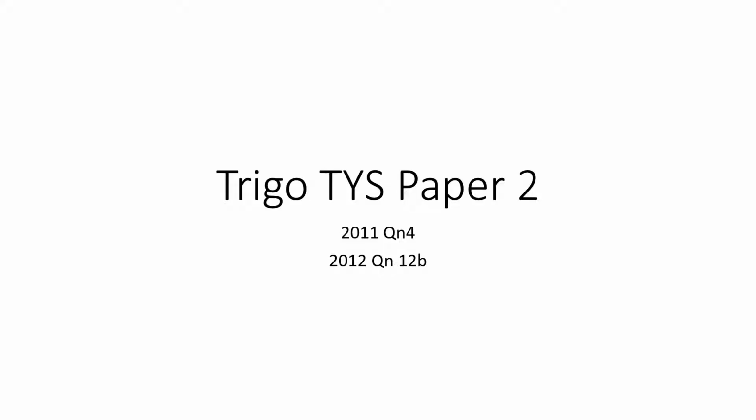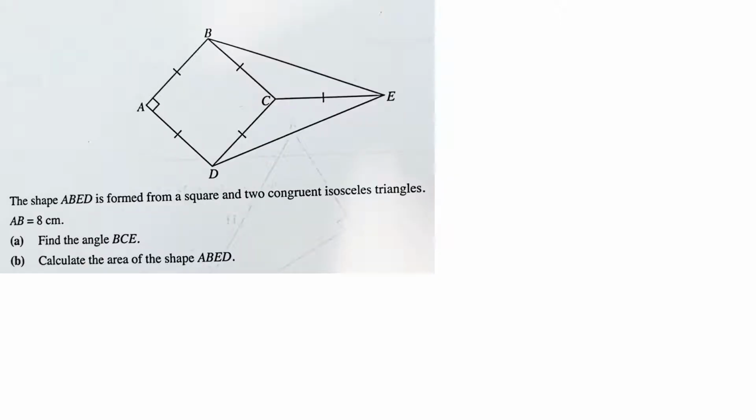So this will be the last video on Trigo, and I will be going through your 10-year series paper 2, specifically question 4 in 2011 as well as 12B of 2012. So the first question, we have this shape down here. They say that there's a square and each of the side is 8 cm.